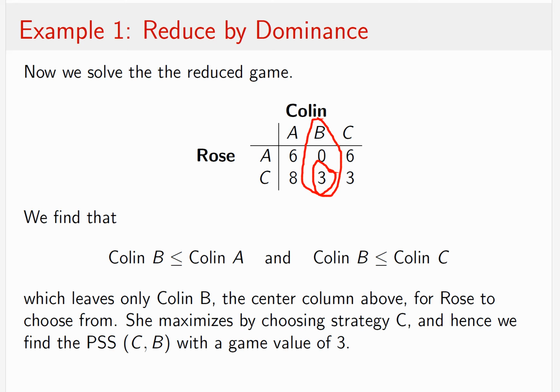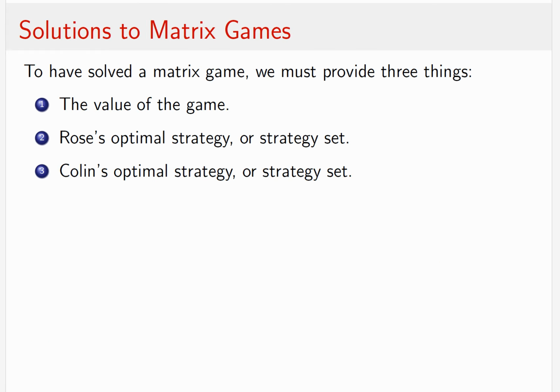We know that the solution to the game is the equilibrium pair where Rose plays C and Colin plays B. All right, that's a pure strategy solution, or PSS. And we say the game value is 3. Now, of course, we're reporting this zero-sum game value as Rose's value. Clearly, Colin's value is -3. But we'll call the game value 3 because we're using this shorthand notation where we only represent in the matrix the outcomes from Rose's perspective.